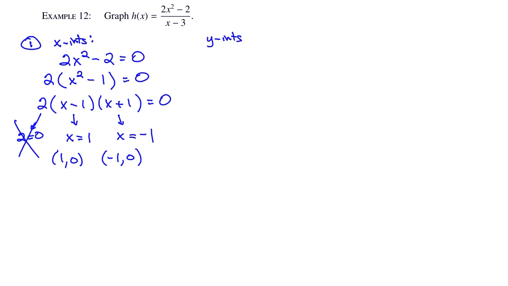Next, we want to find the y-intercept. So h of 0 is 2 times 0 squared minus 2 over 0 minus 3, so that's going to be 2/3.